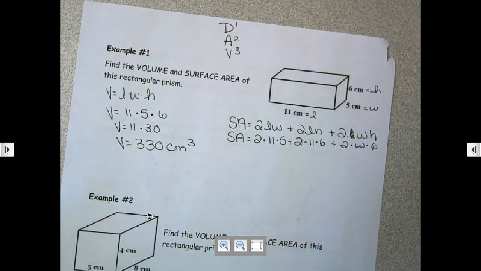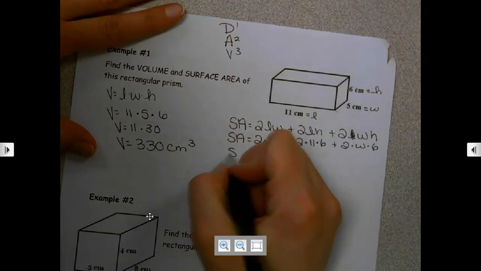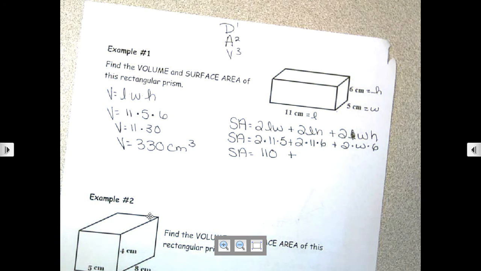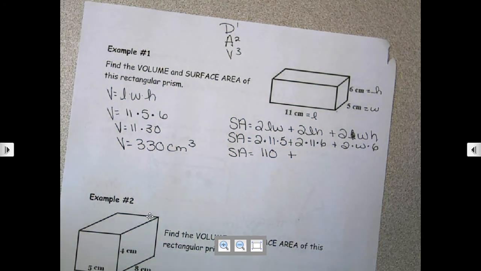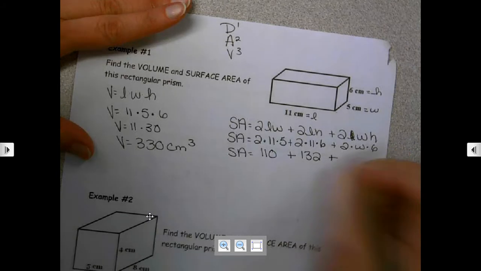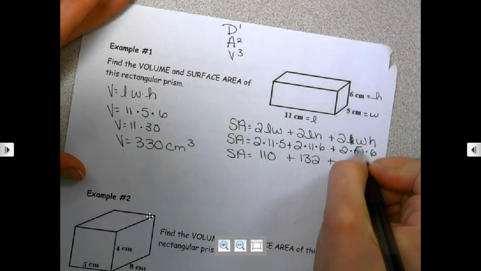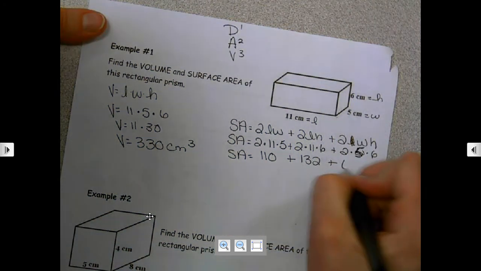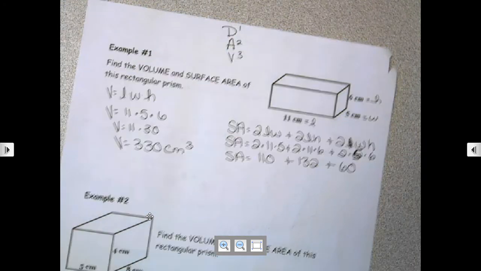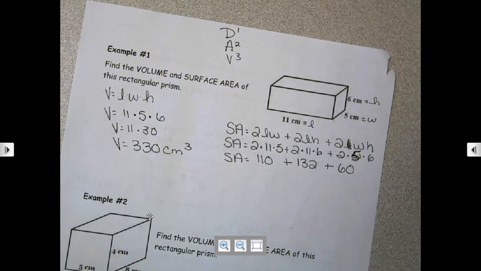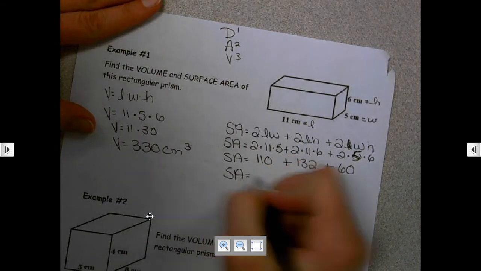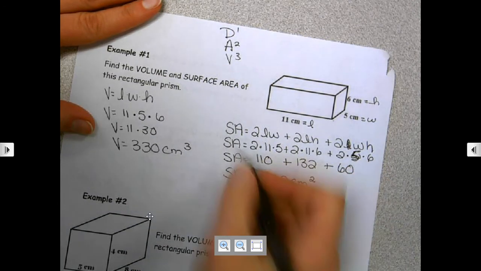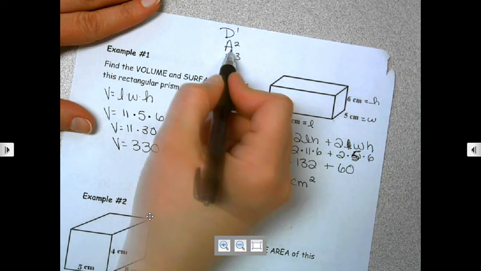So we're going to go 2 times 11 times 5. Surface area, we've got 110 plus 2 times 11 times 6 is going to give us 132 plus, oh, I never replaced. Whoops. Plus 2 times 5, which is 10, times 6, which is 60. And then I'm going to go ahead and add 110 plus 132 plus 60. And my surface area for this rectangular prism is 302 centimeters squared. We are using area. Area is to the second power.